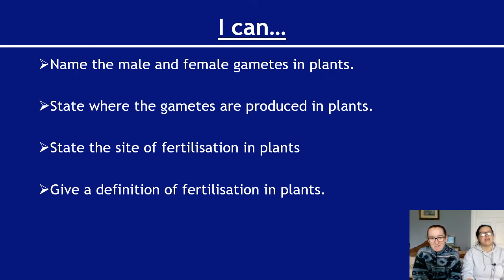Really short and sweet. The next one is variation and inheritance. Yeah, so we're going to use some of that knowledge about diploid in order to work out how characteristics are passed on to offspring. So we'll see you then.